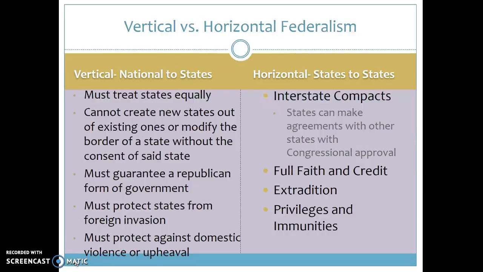That's the federalism between states that includes interstate compacts, which are agreements that states make with each other, whether we're talking about business or building or sharing of things like interstates or different trade deals. The full faith and credit clause, extradition clauses, and privileges and immunities clauses all play into how states interact with other states, and all of those clauses are in Article 4 of the Constitution, which deals with states and their rights.